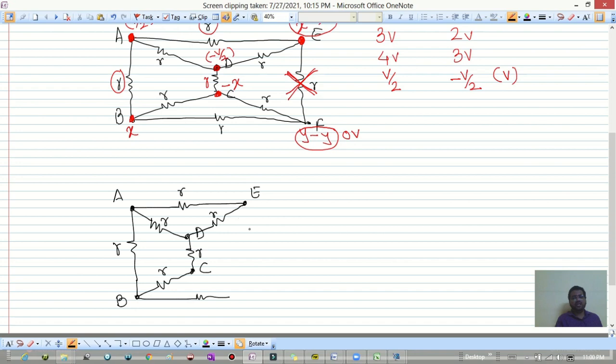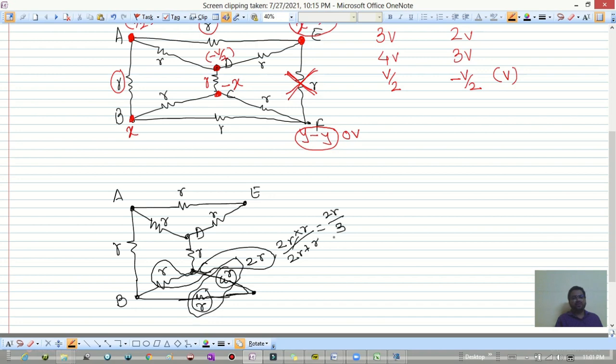Why? Because the potential at E and potential at F will be the same. Right now, so no need to write. So this is R, this is R. Now, as you can see, the current in this branch will be the same. That's why this R and this R are in series. So equivalent of this will be 2R, which is in parallel with this. This 2R is in parallel with this R. And we can write 2R into R divided by 2R plus R, which is equal to 2R divided by 3.